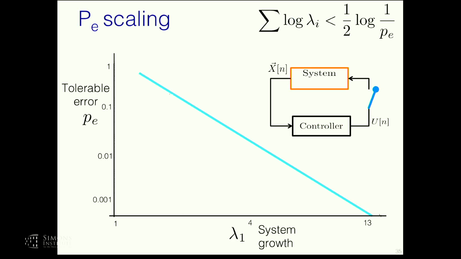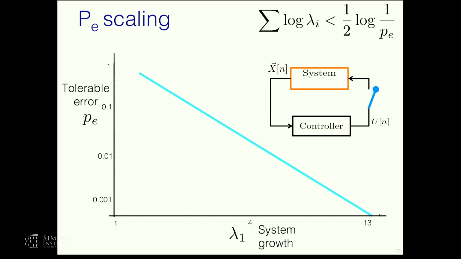So let's just plot this. And on a log-log scale, this is just a straight line. So we see basically that as the system gets more and more unstable, the tolerable drop probability keeps on decreasing. The question, of course, is, I've been talking about side information. Can we somehow provide side information to this problem to actually improve the performance of the system?